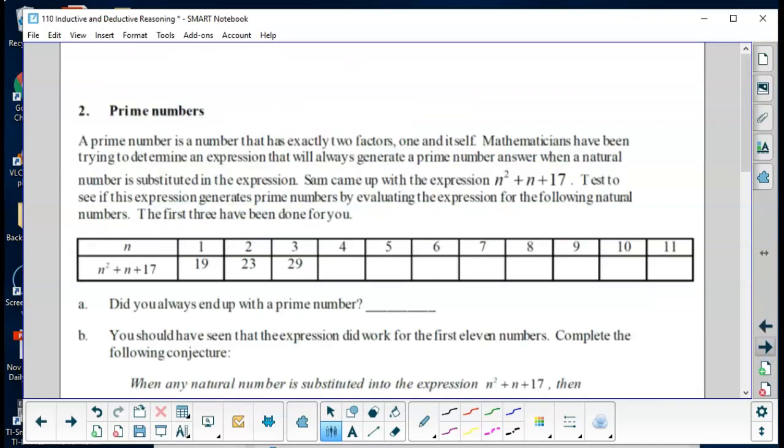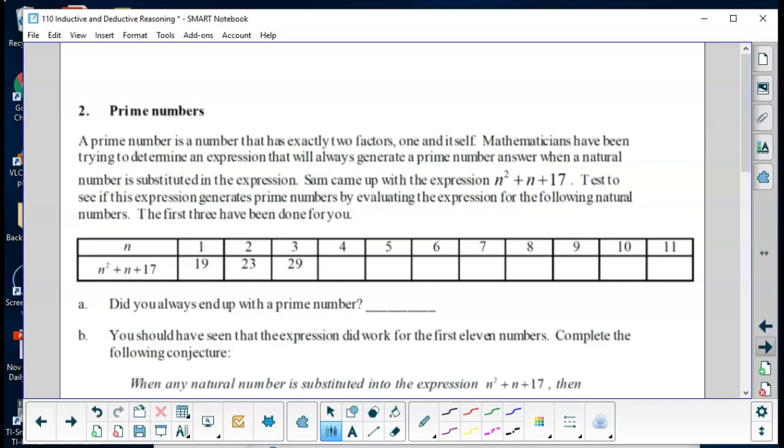Prime numbers. So just to back up here, a prime number is a number that has exactly 2 factors, one and itself. So that's a review. You should all know what prime numbers are. Mathematicians have been trying to determine an expression that will always generate a prime number answer when a natural number is substituted into the expression.